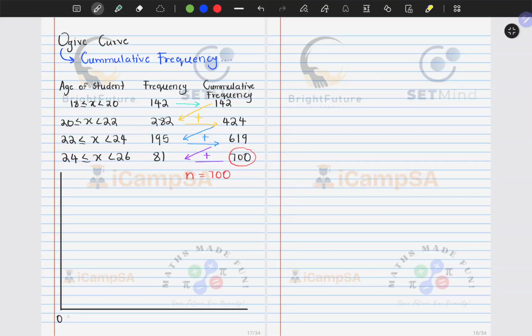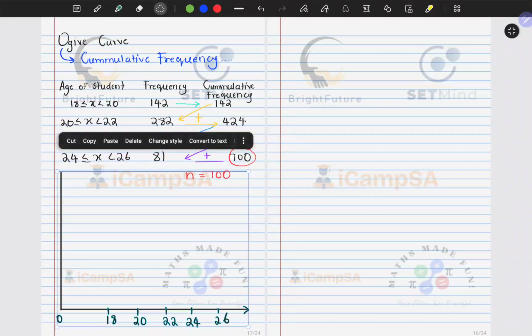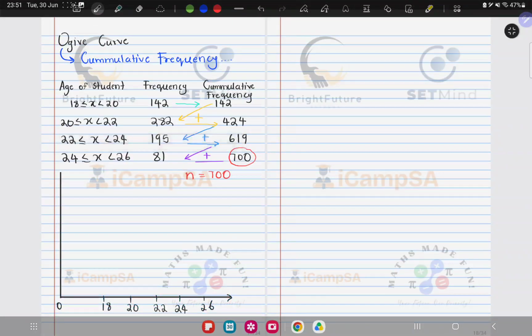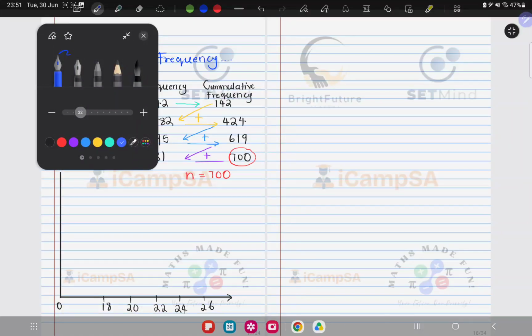Right, so we are going to have a 0, and then if you observe carefully, we are then going to have an 18. So we're going to have 18, and then 20, then 22, then 24, then 26. Okay, so here what we are dealing with is age, essentially x. So let's just make some space to ensure that we do label here. So what we are dealing with there on the horizontal axis is simply age.